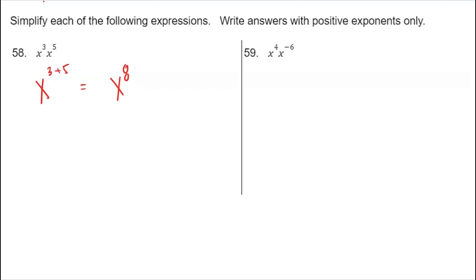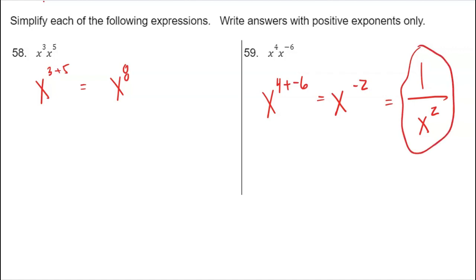On this next one, same thing, same base, both x, add the exponents when you're multiplying. So that's x to the 4 plus negative 6, that's x raised to negative 2. Now, the other thing you need to know is that we don't like negative exponents. So you got to understand what negative exponents do. They basically move you to the denominator where you can have a positive exponent. So it's going to be 1 over x squared. We don't like leaving negative exponents in our final answer. So there we go, 1 over x squared is our final answer.